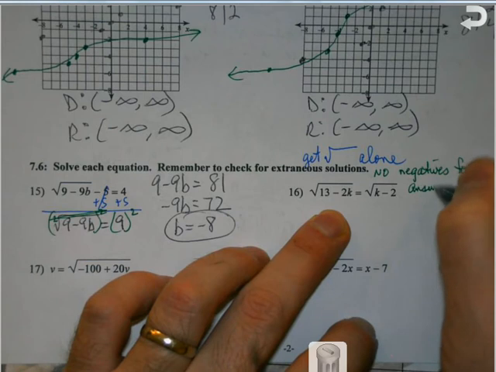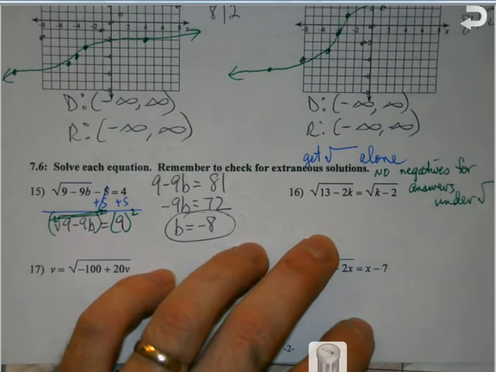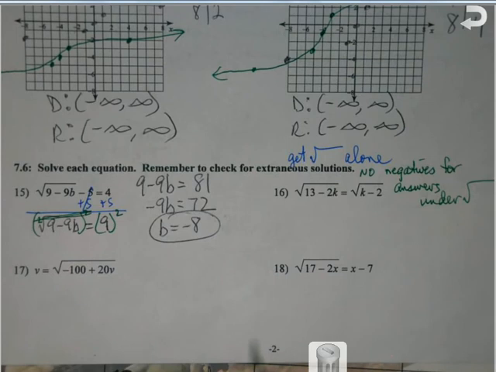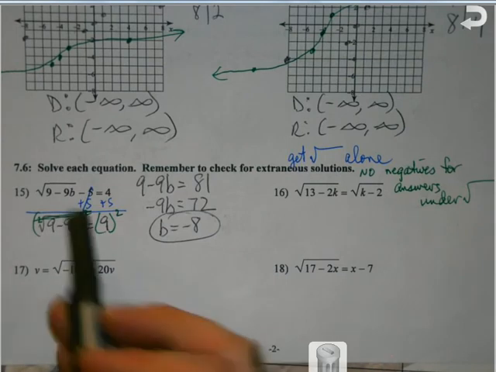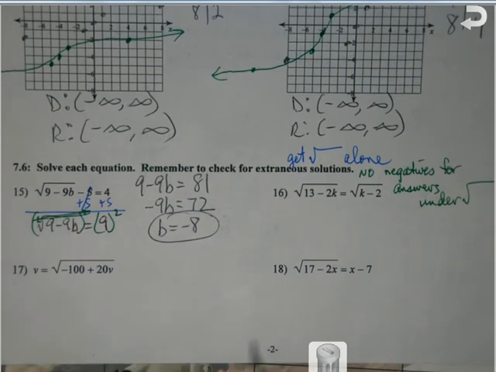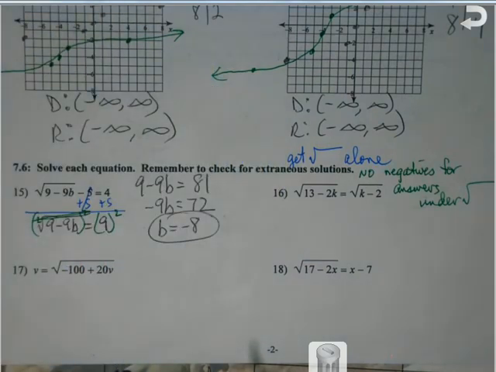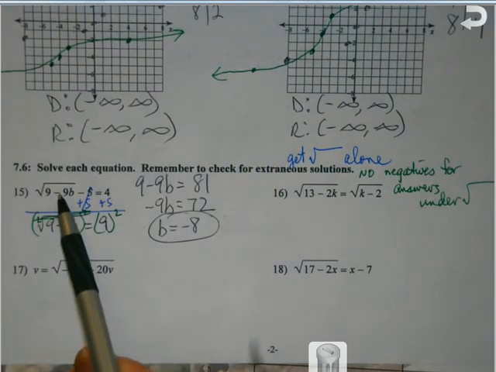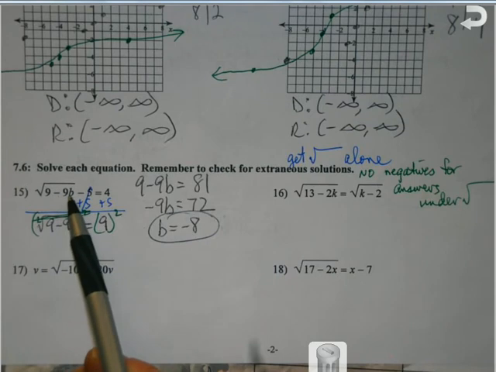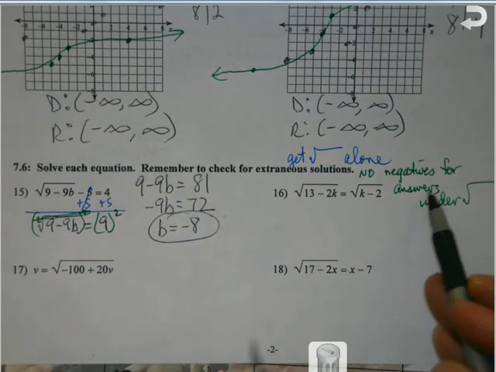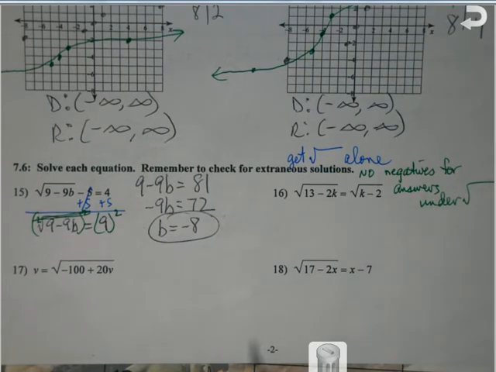No negatives for answers under the radical. So if I were to plug in this -8 and I got a negative number under here, I can't take the square root of a negative number because I'd need to take an i out. Well, we're not dealing with that right now. But that's not a problem here, because -9 times -8 is positive 72. 9 plus 72 is 81. That's going to be okay. That's all I'm really making sure doesn't happen. I don't want negatives under the radical when I'm done.